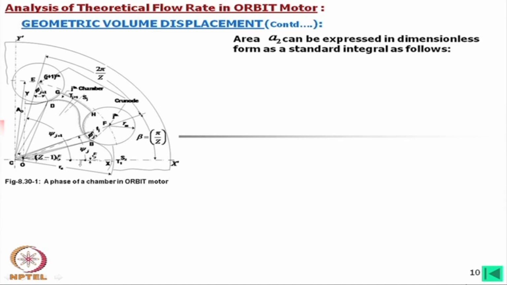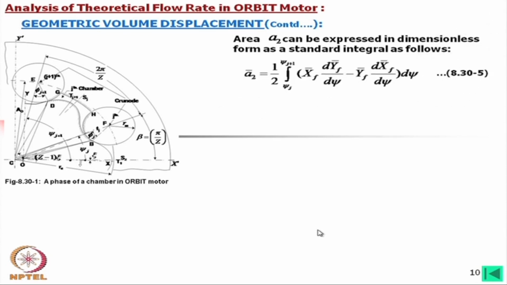Now, next we will express the A2 in the dimensional non-dimensional form. Now, from this epitrochoidal geometry, it can be shown that this integration will give us this area A2. If we would like to find out this area, then knowing these coordinates of these two, we can differentiate like this.